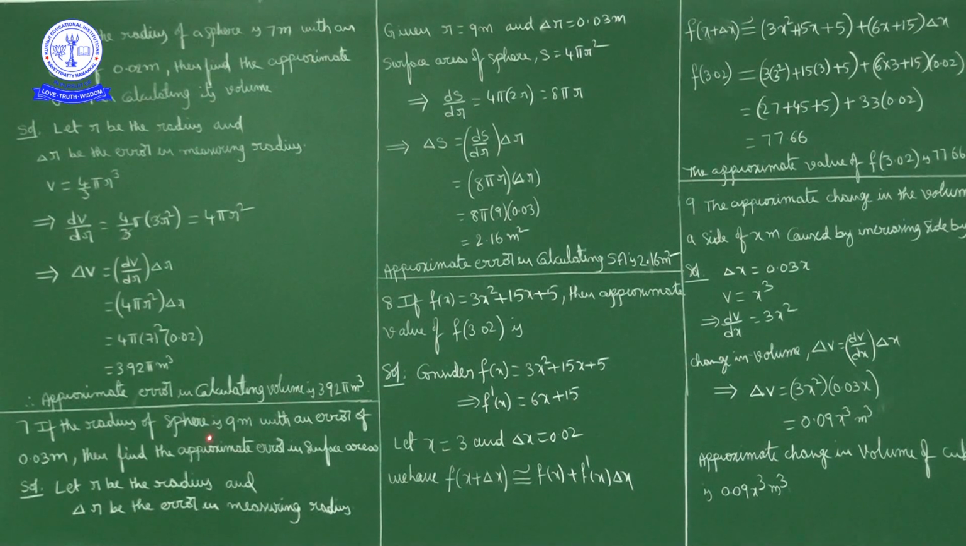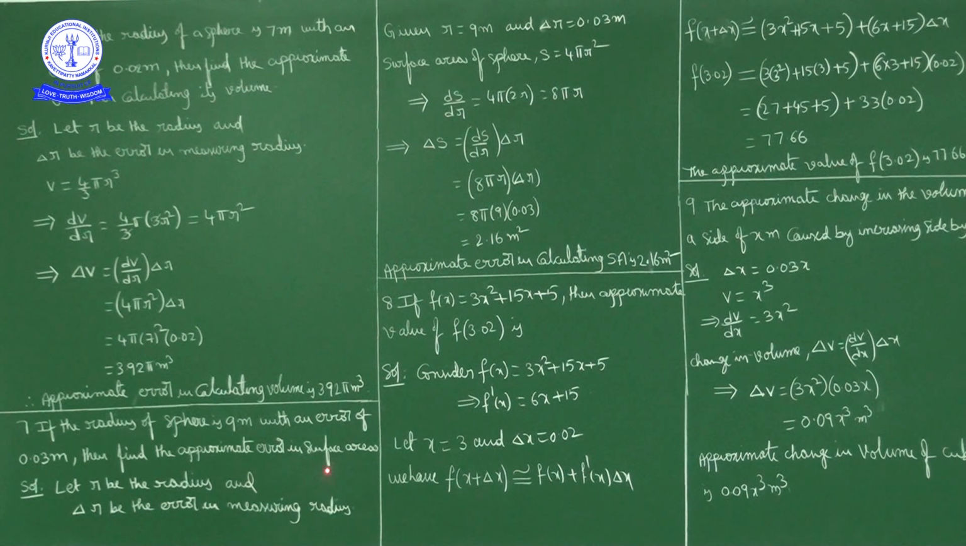The radius of the sphere is 9 meters, with an error of 0.03 meters. So radius r is equal to 9 meters and delta r is equal to 0.03 meters. Find the approximate error in surface area. In the previous problem we found the approximate error in volume; here it is the approximate error in surface area. So r is equal to 9, delta r is equal to 0.03.